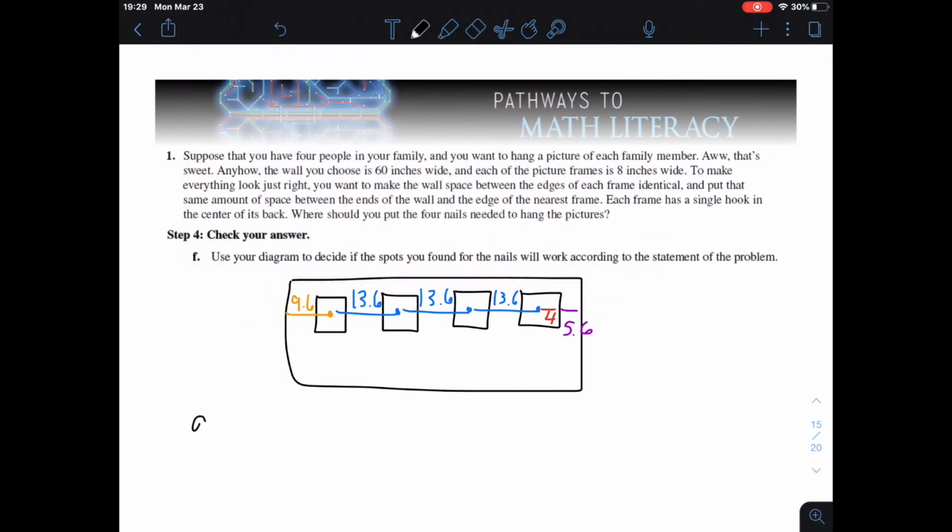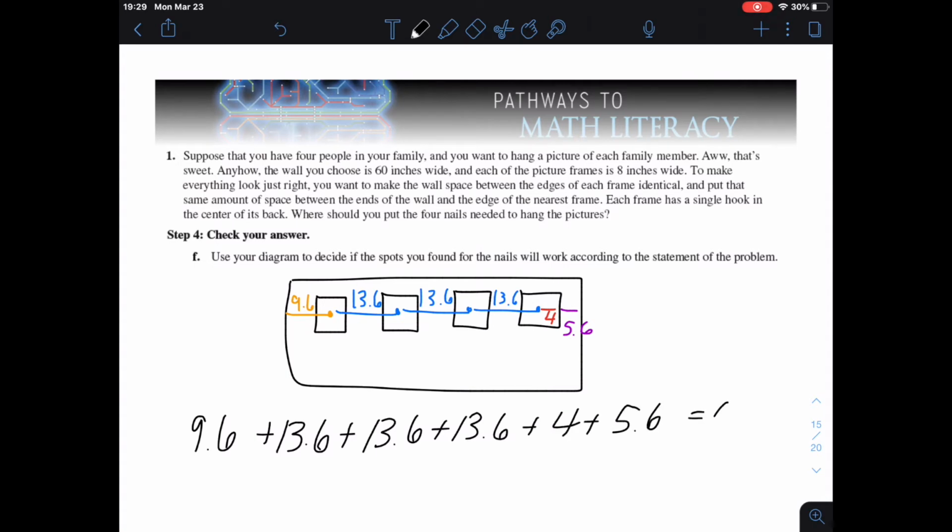So in total, if you add up all of these, 9.6 plus 13.6, 13.6, 13.6, the 4 inches, and then that final white space, you're going to see that yes, it does actually equal 60 inches. So you've done this correctly. So this is one problem we can actually check.